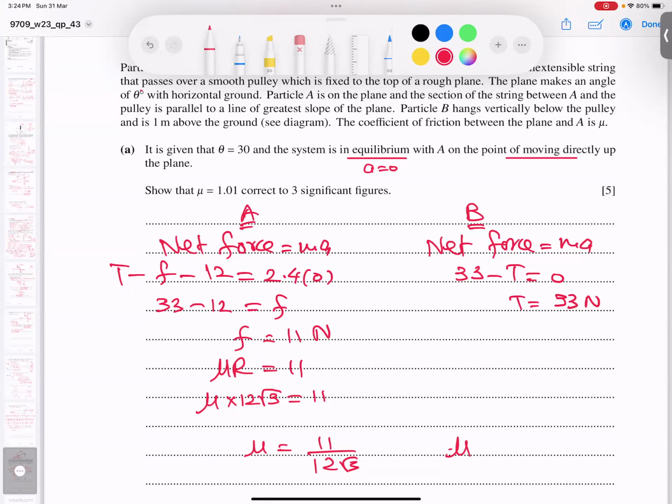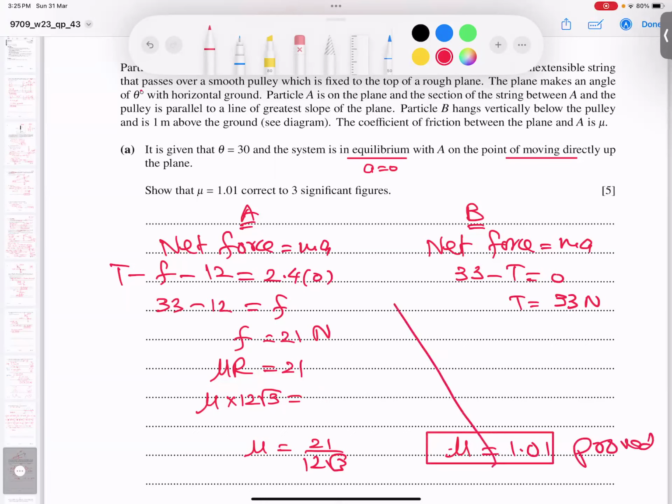33 minus 12. Oh, this is 21. Sorry for that, this is 21. So 21. Now, if I check it, 21 divided by 12 root 3, my answer comes to 1.01. So 1.01 is proved, which he was asking for. Okay, which is matching. You can see here.